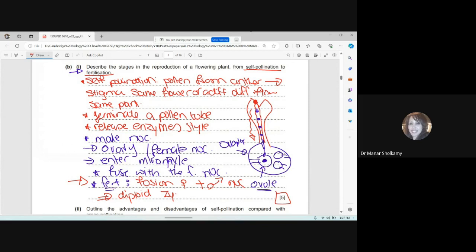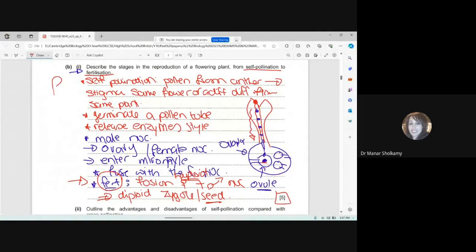So, for a better definition of fertilization, you say it is the fusion of the haploid. Here mention haploid and diploid. So it is the fusion of the haploid male and the female nuclei. The female nucleus here is in the ovule, and the male nucleus here is from the pollen. It is different in plants than in humans. It's the fusion of the male and the female nuclei to form a diploid zygote or the seed.